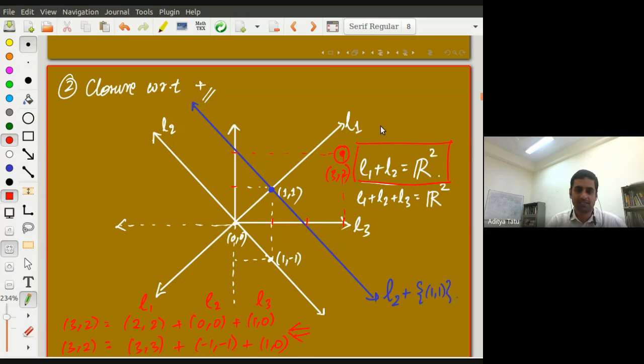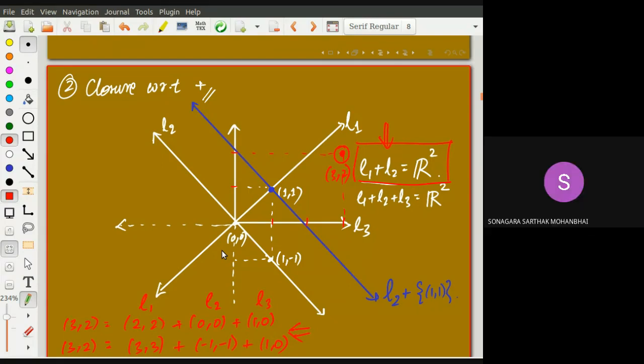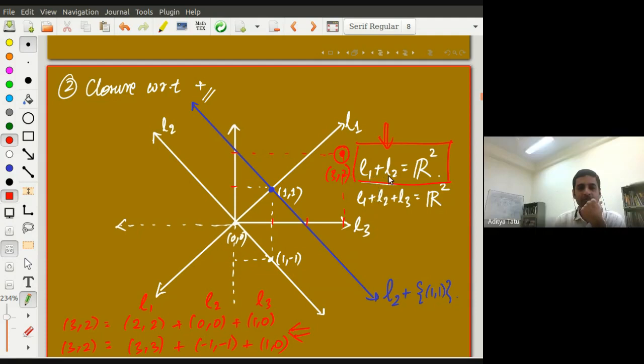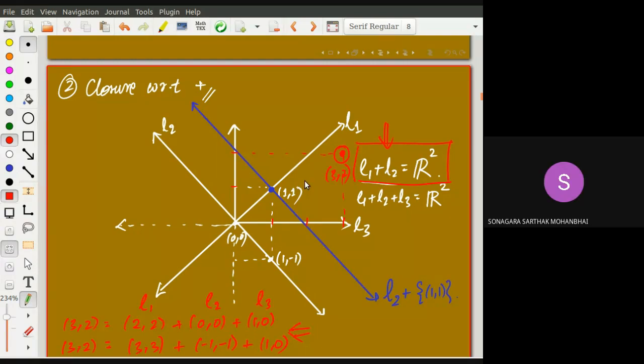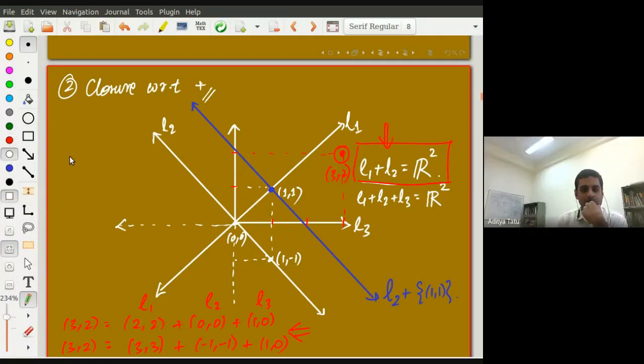Okay, how about this case? L1 plus L2 equal to R2. Then it will be unique. Why? Because there are two coordinates only, so we can make a point. It means the plane has unique coordinates in every point. So you think if I take two subspaces, then in this case it will always be unique? If it makes R2, then two vectors are enough for uniqueness.